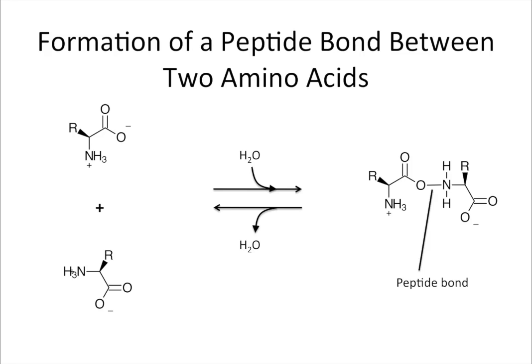Okay, so even though the rotation is restricted around the peptide bond, free rotation does occur between the carbonyl carbon and the alpha carbon. So the carbonyl carbon is here, the alpha carbon is here. There's free rotation about this bond. The same occurs over here between the alpha carbon here and the carbonyl carbon here.